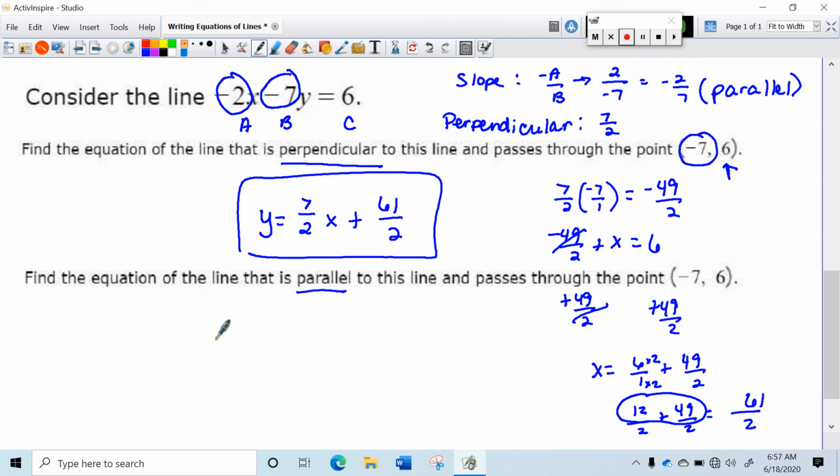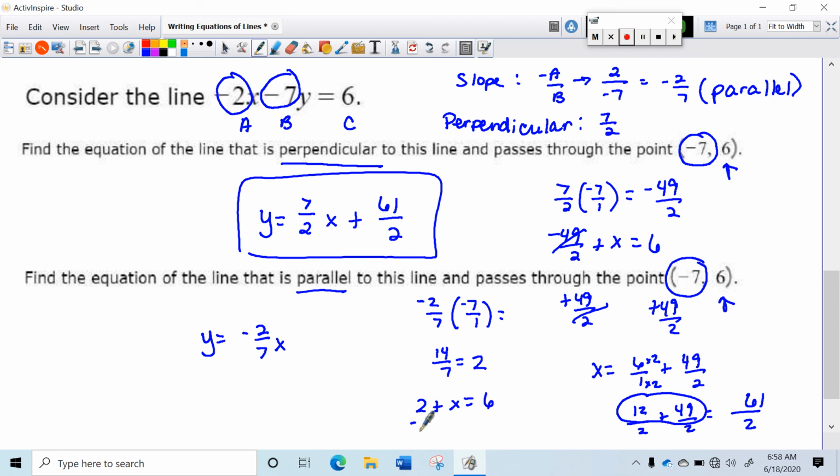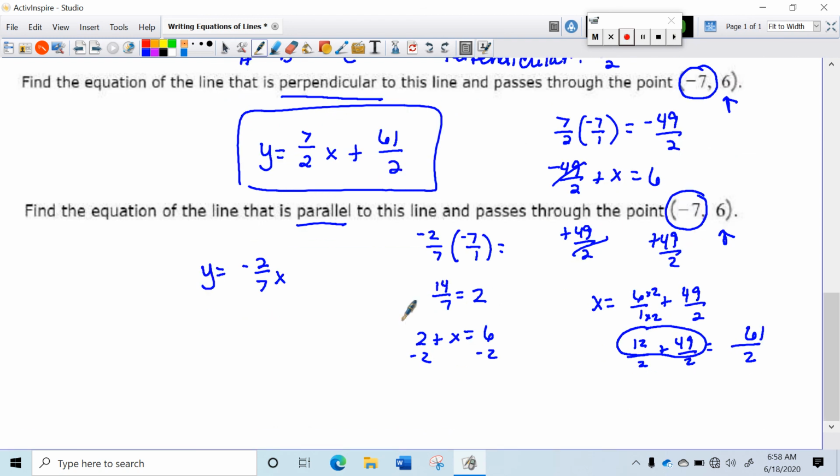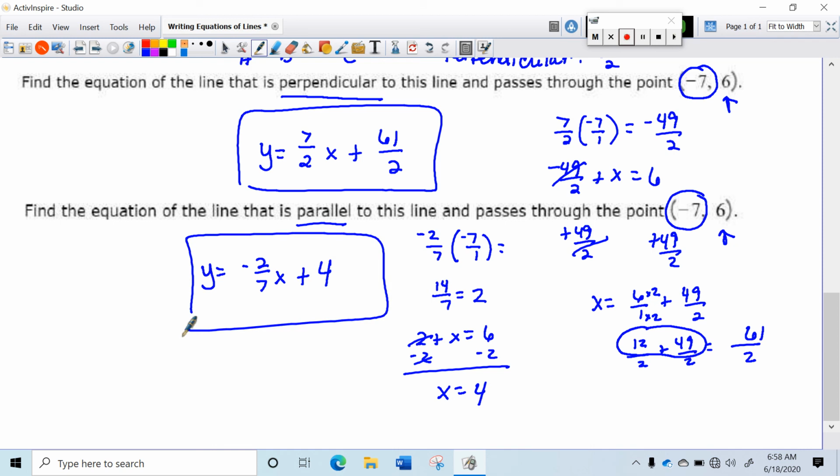Equation of the line parallel. So y equals the parallel slope, negative 2/7 x. And then multiply that by negative 7. Negative 2/7 times negative 7/1 equals 14/7, which equals 2. So 2 plus something equals the y value, 6. Subtract 2. Opposites cancel. 6 take away 2 is a positive 4. That's the y-intercept. So the parallel line is y equals negative 2/7 x plus 4.